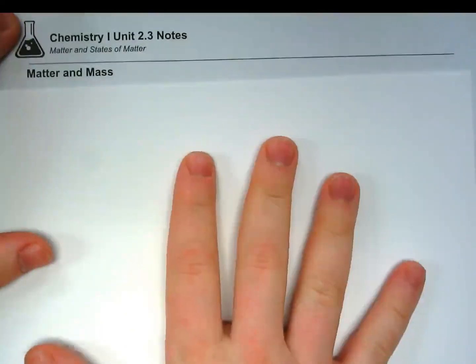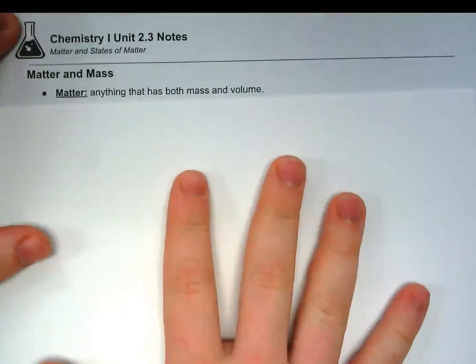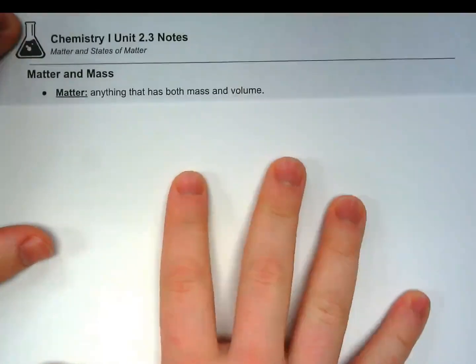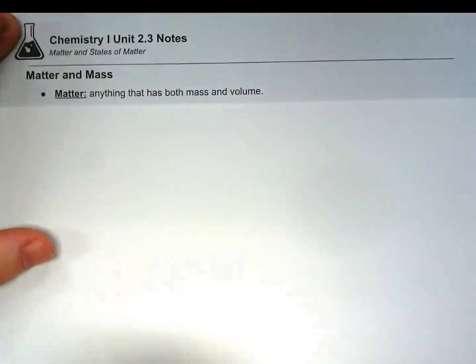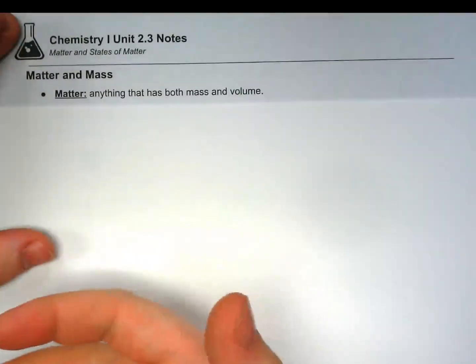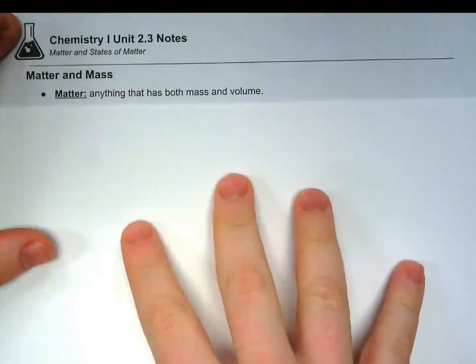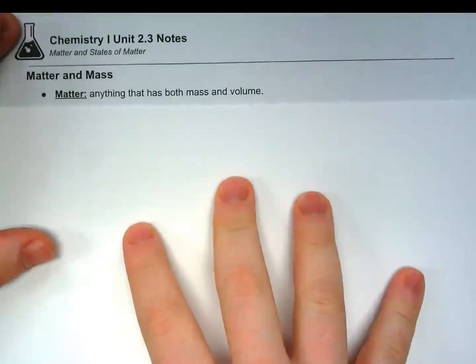You should remember matter from all your science classes. Matter is anything that has both mass and volume. It is material. It's things that you can touch. It's the desk that you're sitting at. It's the carpet you're standing on. It's the clothes you were wearing. It is you. Everything is matter. And so we have to remember that matter is anything that has both mass and volume.